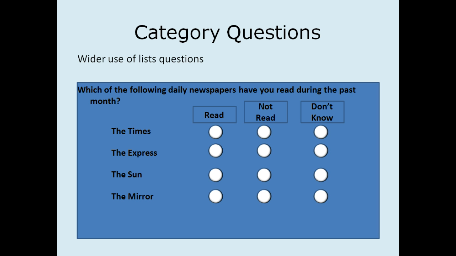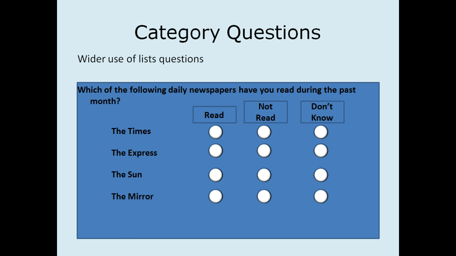You've also got category questions, which are a bit of an expansion, a bit more complex than list questions. You can see here, there's an example. Which of the following daily newspapers have you read during the past month? They've got a list of newspapers: Times, Express, Sun, The Mirror, and then you've got options: I've read it, I've not read it, or I don't know. So it's kind of multiple lists or multiple categories that they can tick.